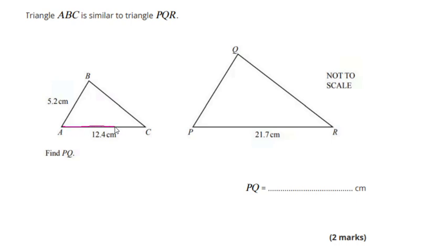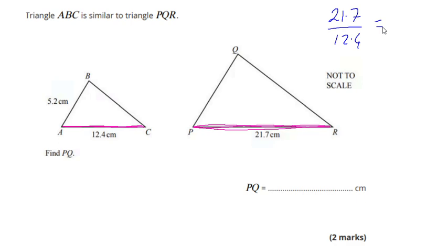How do we do that? Find two sides that are the same side in the same place. It's these two sides here, isn't it? And the scale factor, we take the length of the bigger side, so 21.7, divide by the length of the smaller side, 12.4, and that will give us the scale factor.